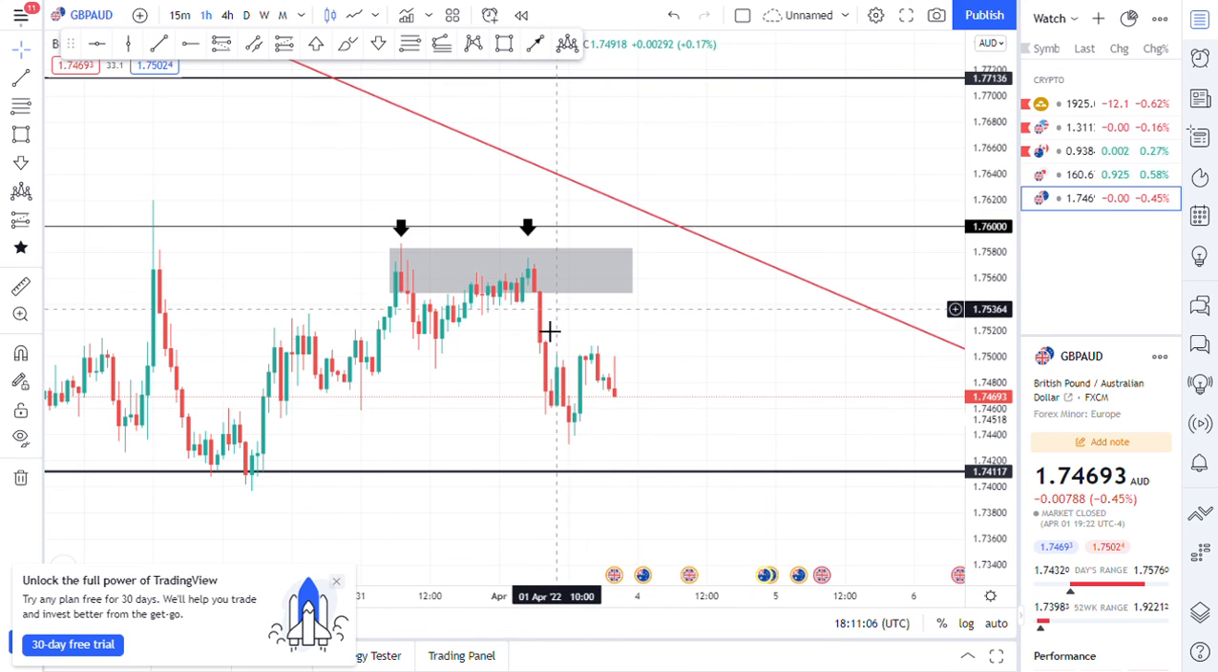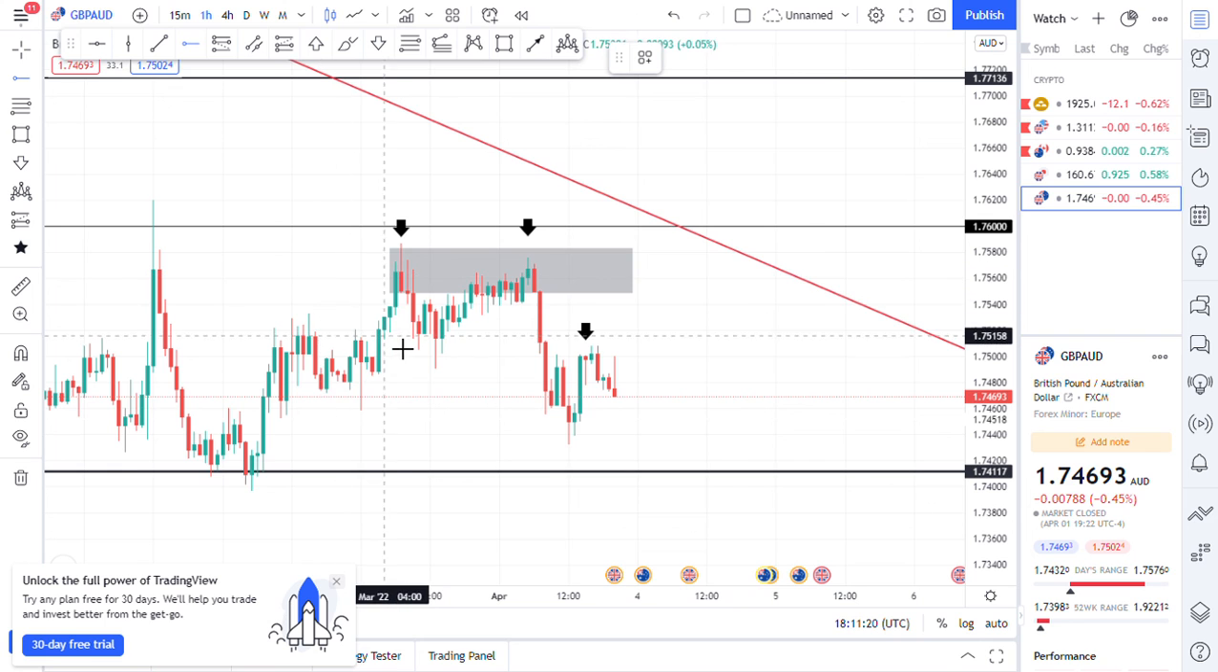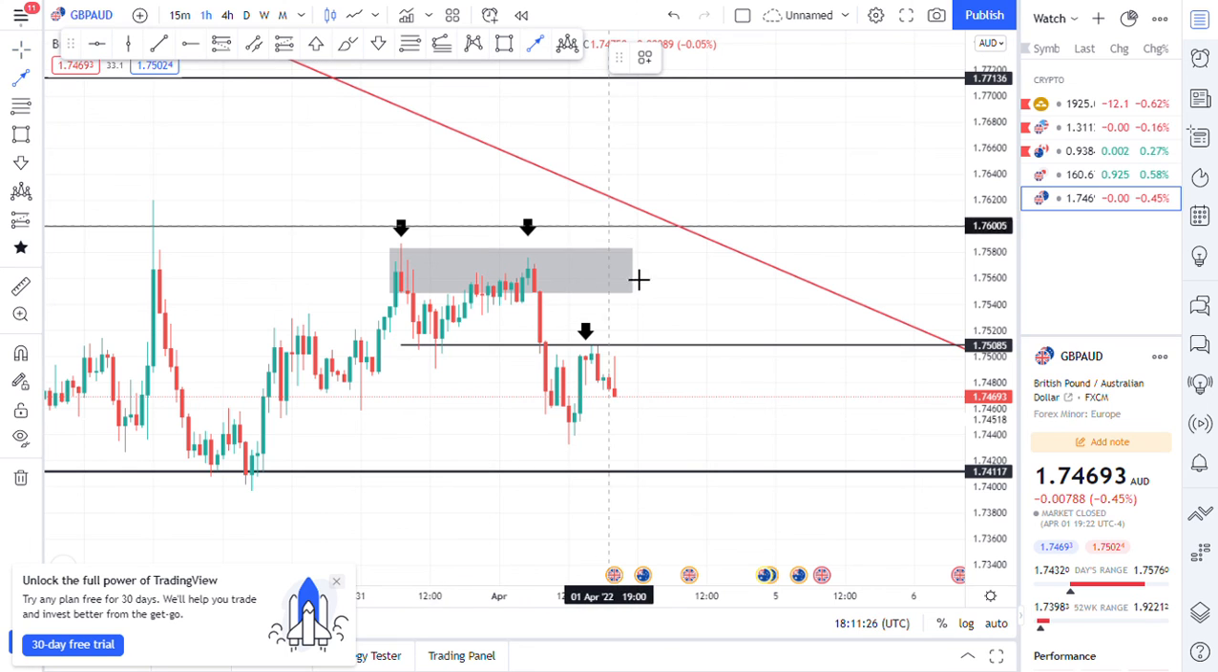Lower high. Good lower high at this price level. It didn't break to the upside, didn't break this zone, still created a lower high, then dropped, retested this price point, came down to retest this point, then dropped to the downside. So we are still heavily bearish in GBP AUD.